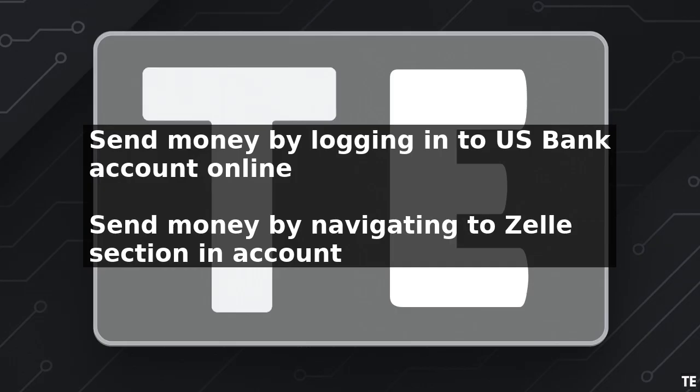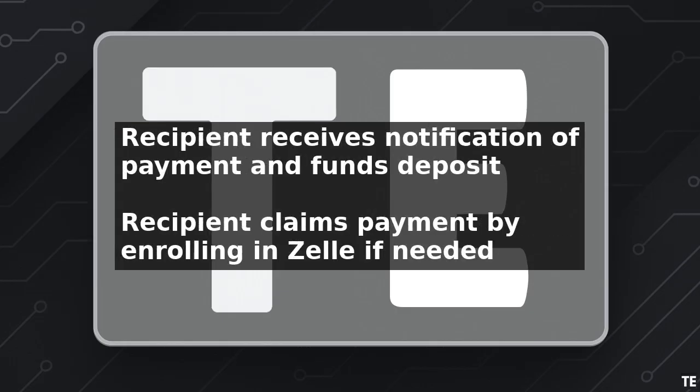To send money, log into your US Bank account and navigate to the Zelle section. Enter the recipient's email address or mobile phone number, the amount you want to send, and an optional message. Review the transaction details to ensure everything is correct. Then click Send. The recipient will receive a notification that they have received a payment, and the money will be deposited into their account within minutes.